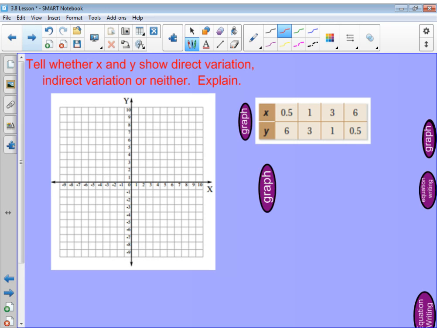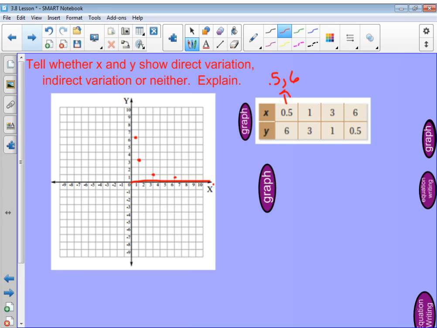So the first one I have, x is 0.5, so remember here's my x's going across here. And then y is 6, so those are my up and down. So this one right here is the same as saying 0.5, comma 6. So I'm going to go over to 0.5 and up to 6, put my dot, approximately where it would be. Over to 1, up to 3, over to 3, up to 1, and then over to 6 and up to 0.5.